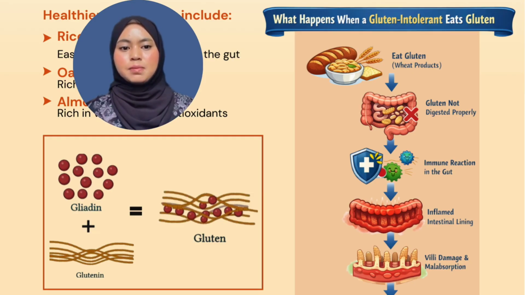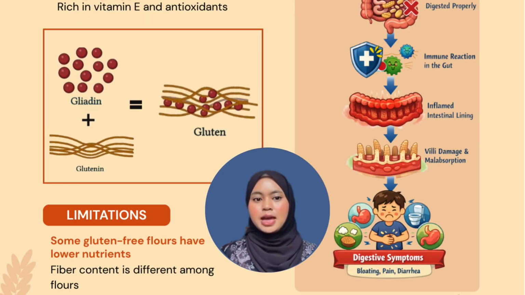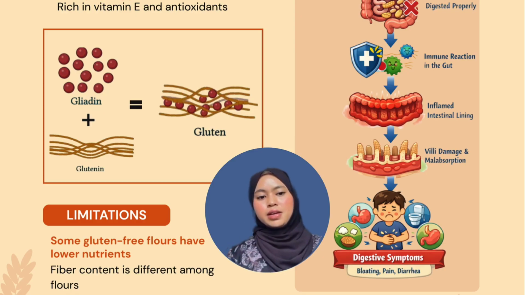The immune system recognizes these peptides as foreign, triggering an immune response that leads to inflammation of the intestinal wall. Prolonged inflammation damages the intestinal villi, and this structural damage reduces the surface area of the intestine, causing poor nutrient absorption and digestive symptoms, such as bloating, abdominal pain, and diarrhea.